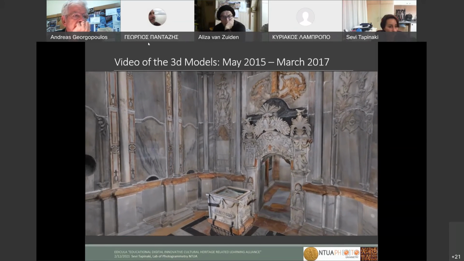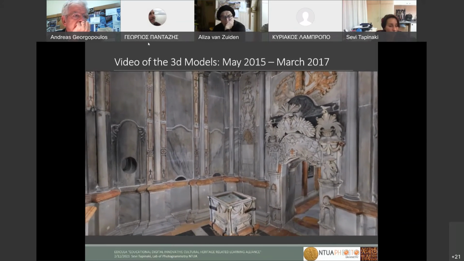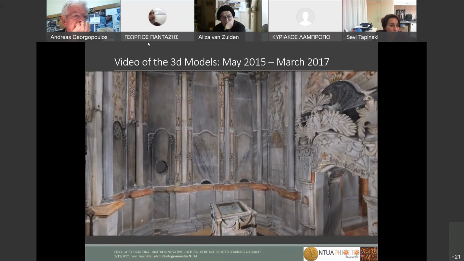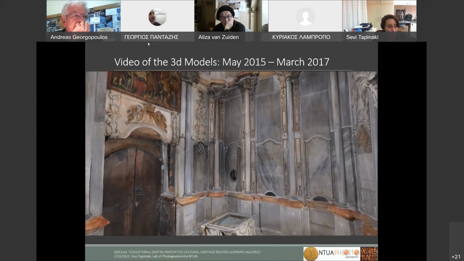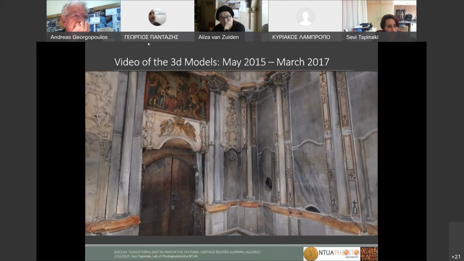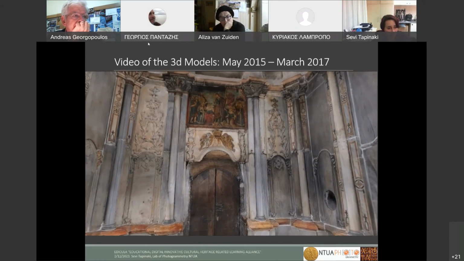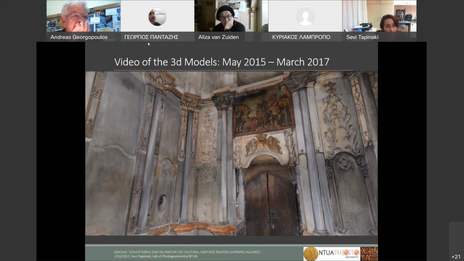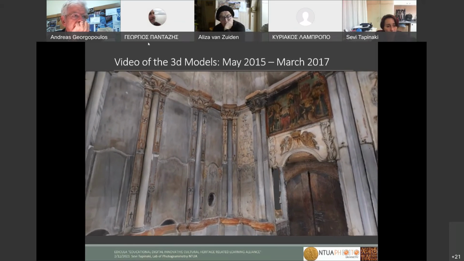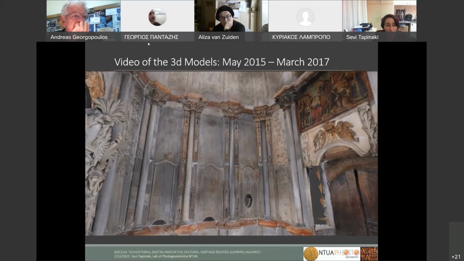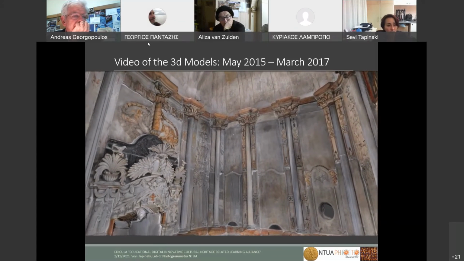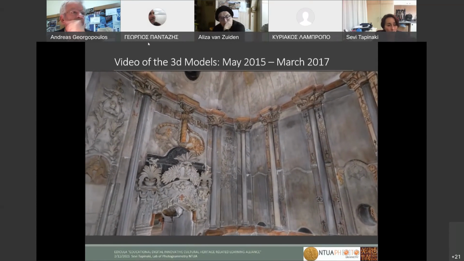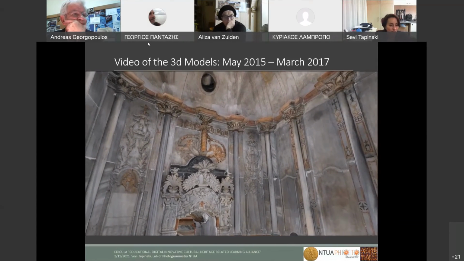This is the interior. If someone visits the place now, they could never see these details in there, because as we mentioned before, the interior is very dark and only some candles give the light. And these details are not present to the pilgrims.